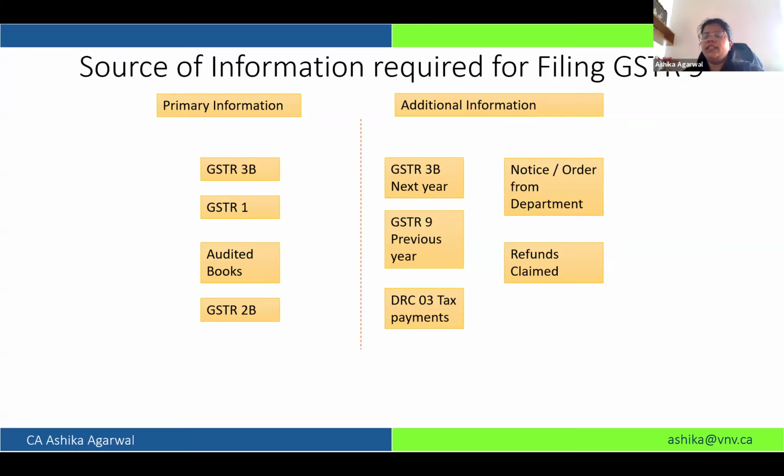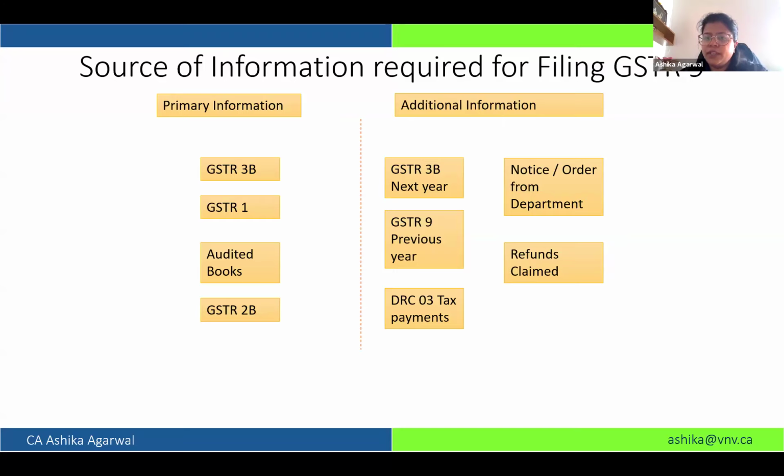So we know we require GSTR 1, 3B, books, and 2B. But you will notice that in our slide we have kept one additional item which also needs to be kept ready in order to fill the 9C. That is GSTR 3B of the next year. There may be a case where 24-25 related impact, maybe tax or ITC, you might have taken in the 25-26 GSTR 3B. Those also you require.